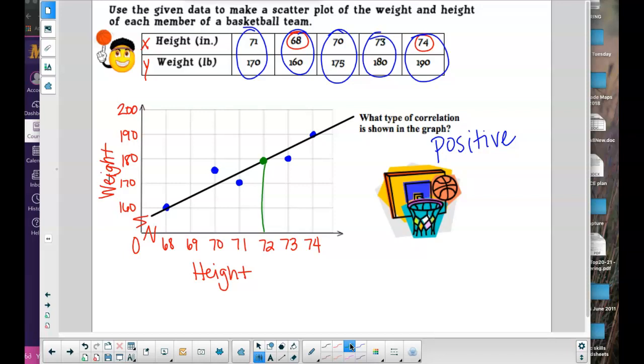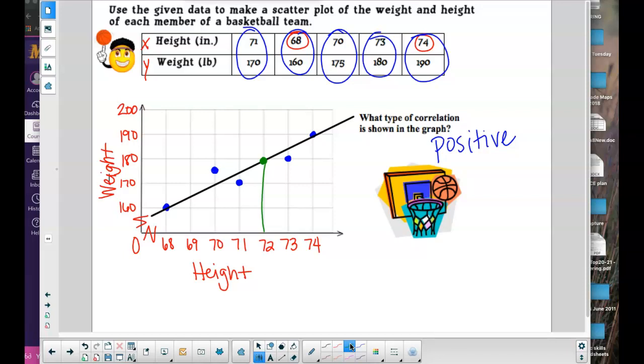Somebody that's 69 inches tall would weigh what? Exactly. About 165. What if somebody was 200 pounds? How tall would they be? What would you say? Keela? 75. Maybe 75, 76 maybe.